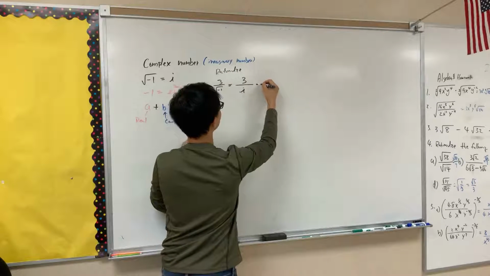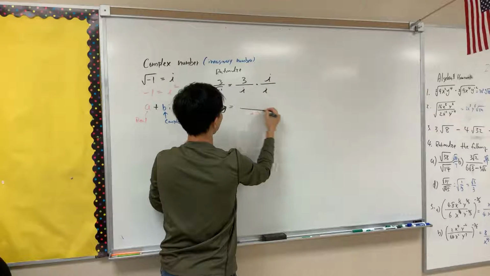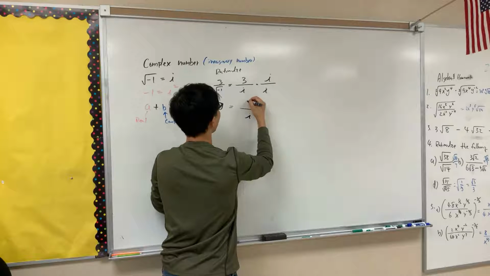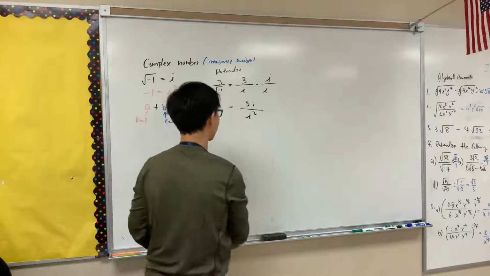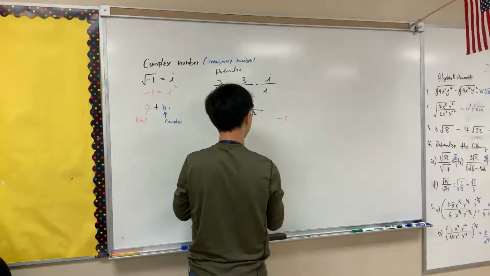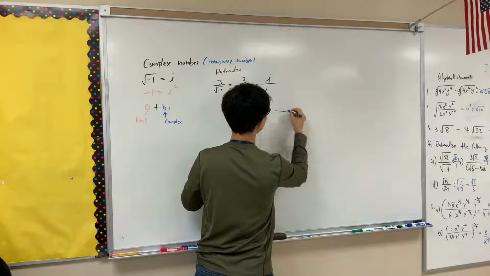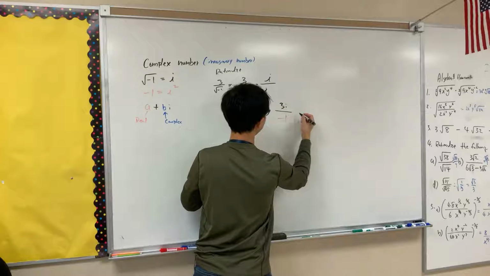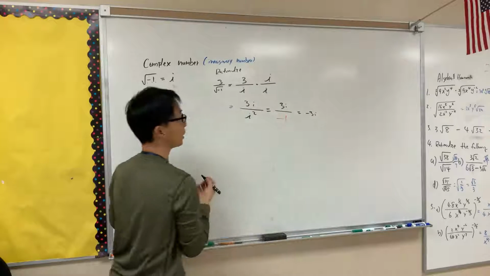Multiply by what? i by i. The nice thing is I'm going to get i squared. And that's going to be 3i, but what's i squared? Good. That's going to give you a -1. And that's going to be 3i over -1. So the answer is what? -3i. Are we okay?